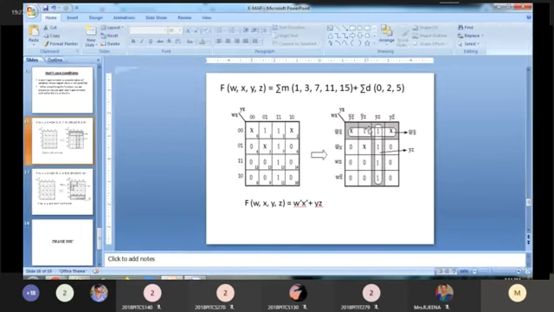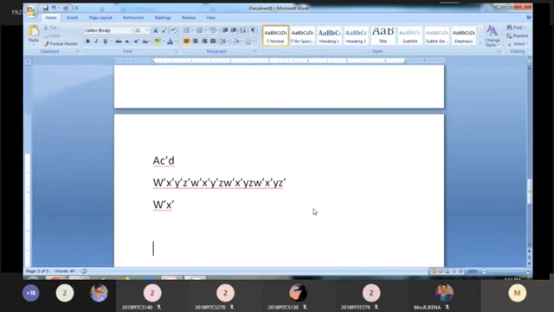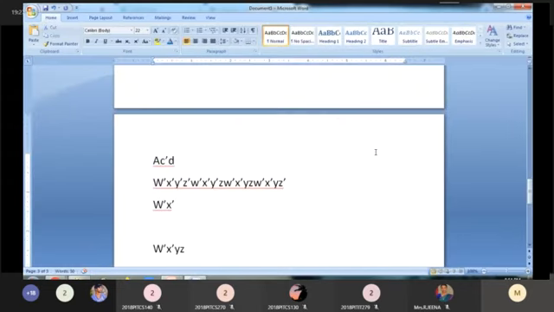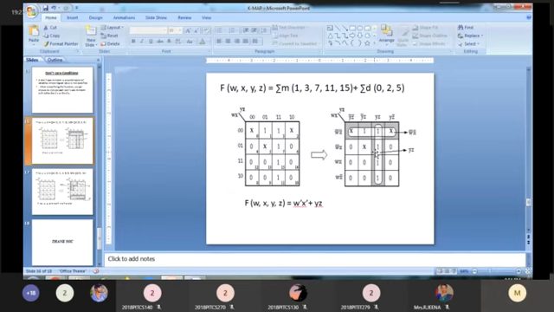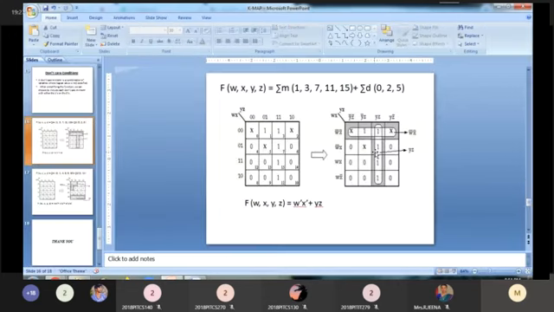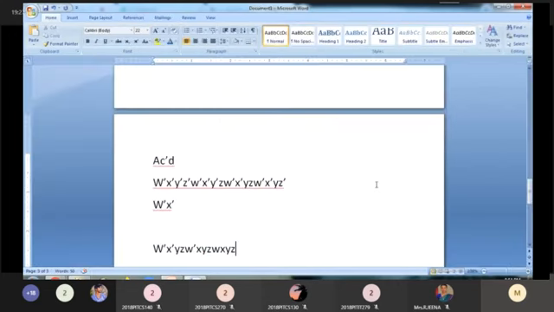Okay, next, what is the next grouping? W bar, X bar, Y, Z. What is the next value? W bar, X, Y, Z. Okay, next, what is the next value? W, X, Y, Z. What is the next value? W, X bar, Y, Z.